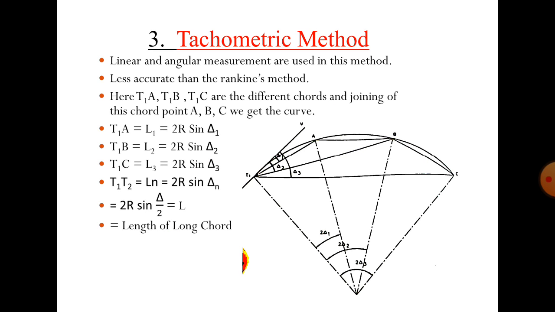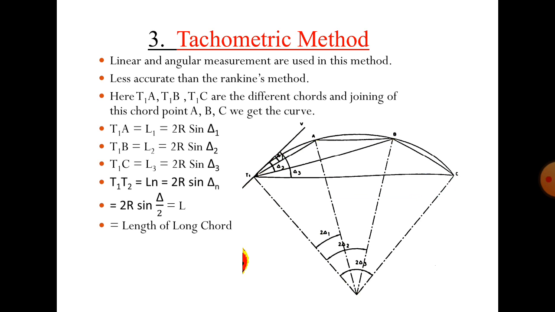Now the third method is the tacheometric method. So here linear and angular measurements are used in this method. It is less accurate than Rankine's method. Here T1A, T1B and T1C are the different chords, and by joining the chord points A, B, C we get the curve.